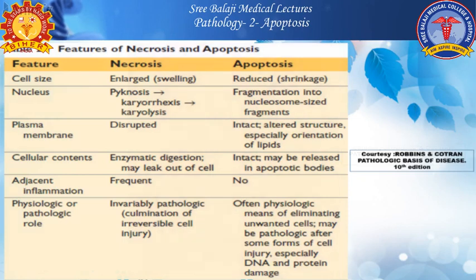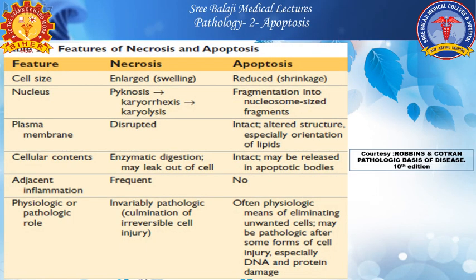So what is the difference between necrosis and apoptosis? In necrosis, there is cellular swelling. In apoptosis, the cell shrinks. In necrosis, the nucleus shows pyknosis and karyorrhexis. Here, it is fragmentation by caspases into characteristic nucleosome-sized fragments. The plasma membrane is disrupted in necrosis, but here the plasma membrane is intact and it is just cytoskeletal fragmentation and formation of apoptotic bodies. In necrosis, you learned enzymatic digestion, but here the cell is released as apoptotic bodies.